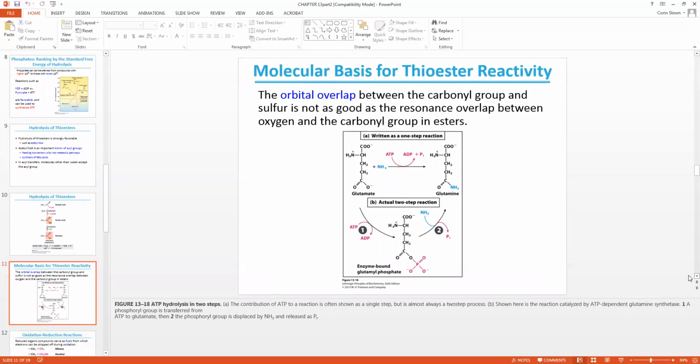So if we think about why these thioesters might be reactive, the reason for that is the orbital overlap between the carbonyl group and the sulfur. That's not going to be as good as the resonance overlap between oxygen and the carbonyl group in esters.